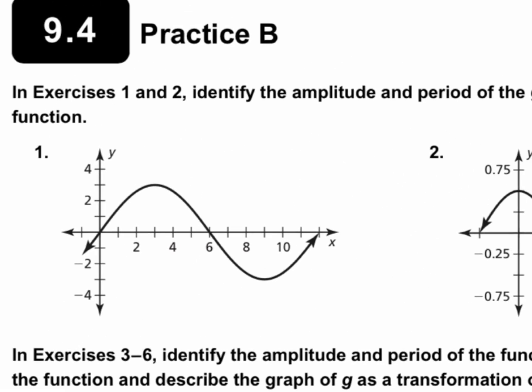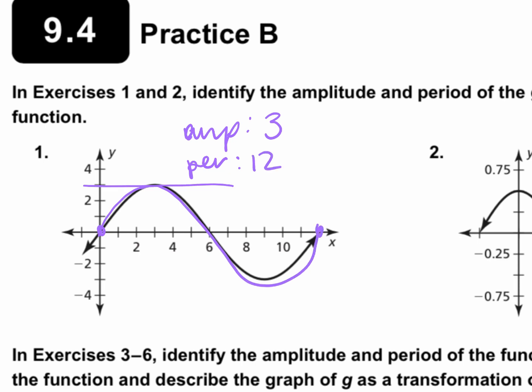So we have to identify the amplitude and period. What is our amplitude? Our amplitude's 3 because our graph goes up to 3. And what is our period? 12. We start here and we complete one full cycle to 12. So our period is 12.